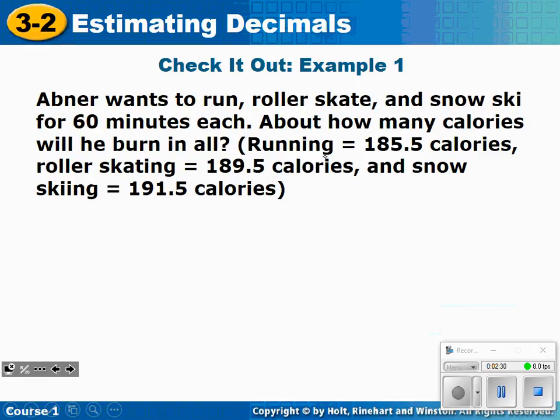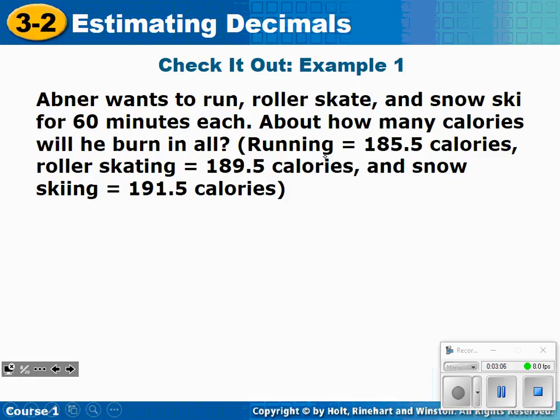We got Abner. Abner wants to run, roller skate, and snow ski for about 60 minutes each. I don't know where he's planning on going running and then roller skating and skiing. Weird. Anyway, about 60 minutes each. About how many calories will he burn in all? Running burns about 185.5, roller skating burns about 189.5, and snow skiing burns about 191.5.